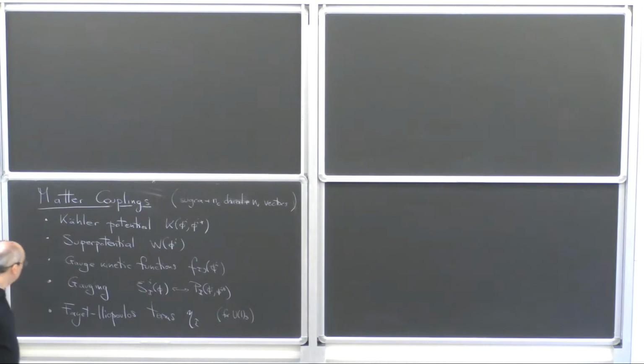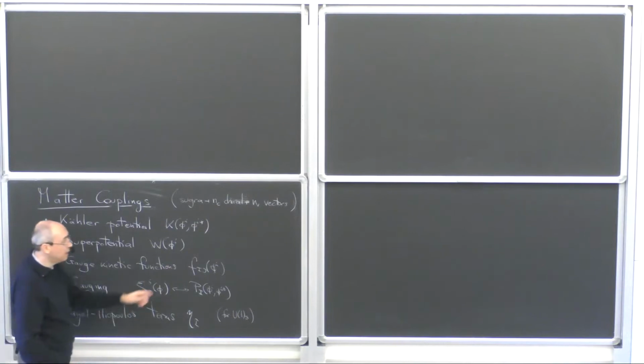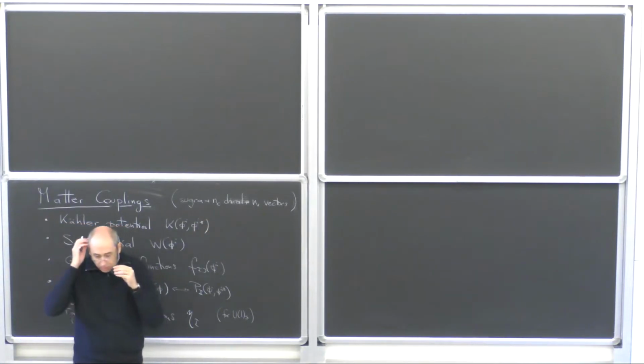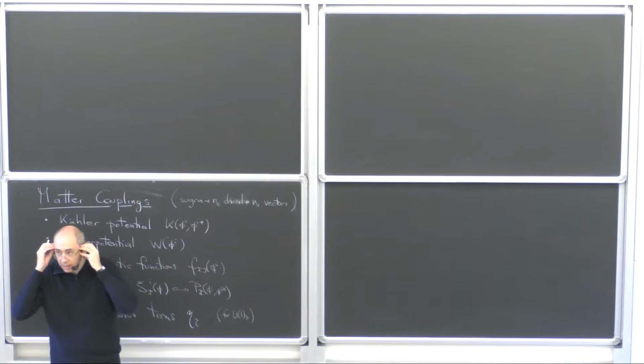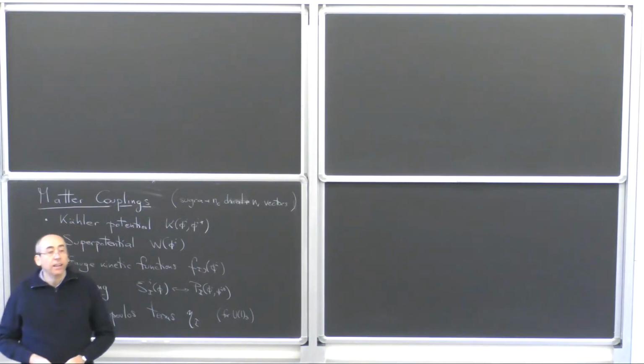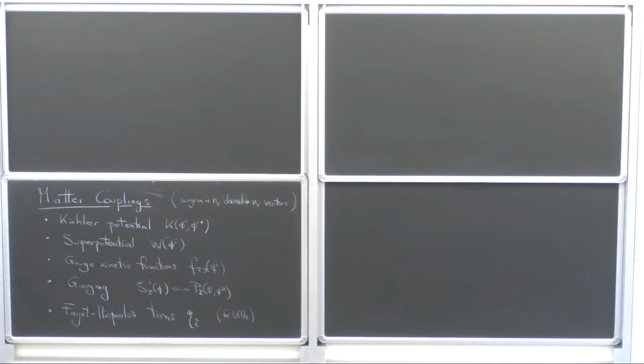So today we will see matter coupling, which we started discussing last time. So we said that in a global supersymmetry theory, we have a set of chiral multiplets and a number of vector multiplets. The theory is completely specified once you fix the Kähler.